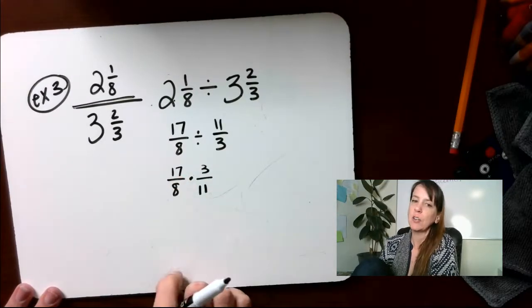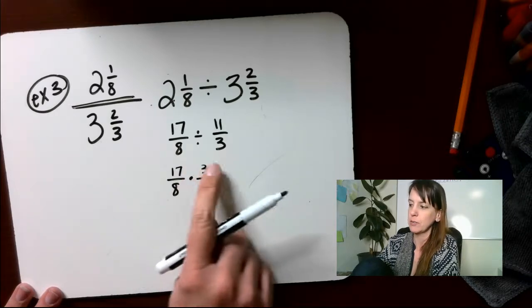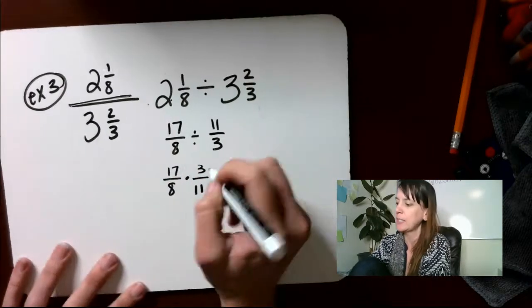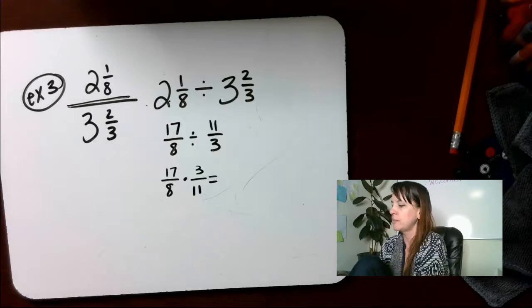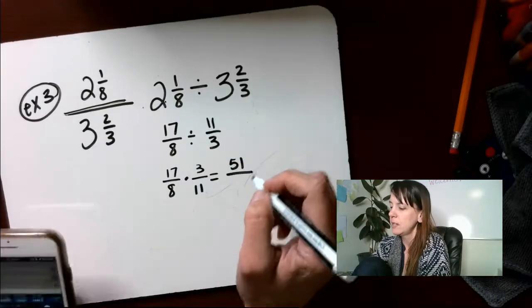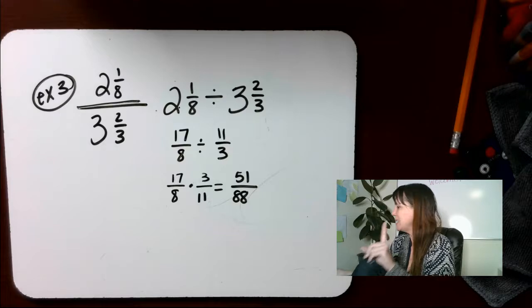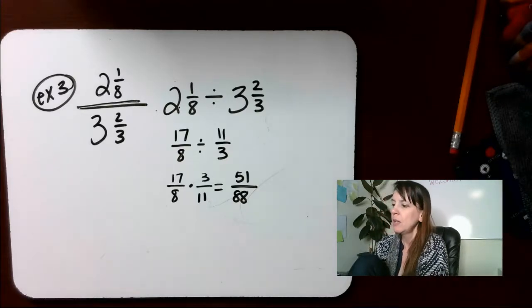3, 11, and 17 are all prime numbers. 8 can be broken down into 2 times 2 times 2, and I don't see any 2's upstairs, so there's no point in breaking this down. Let's just multiply straight across the top, straight across the bottom. So 17 times 3 gives me 51 over 88. Okay, 51 over 88.